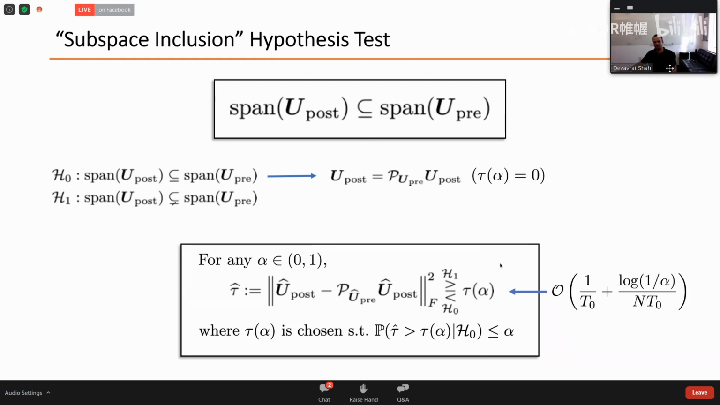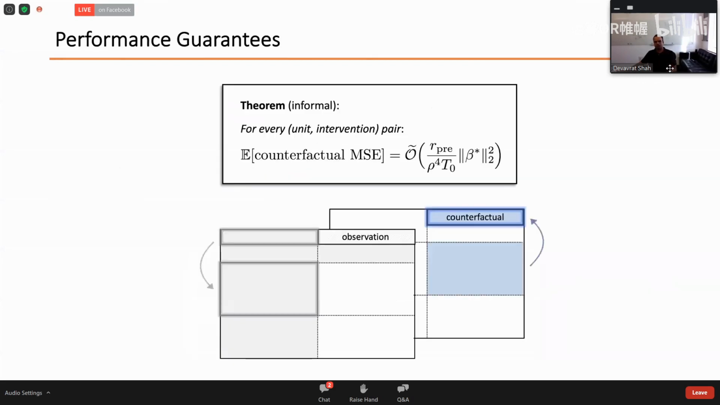Okay, and this helps us: if my test statistic is larger than this T alpha, then I will reject the null. Otherwise, I will not reject the null. And this serves as a hypothesis test that we use everywhere. And this now provides a hypothesis test for the synthetic control literature that was missing in the literature.